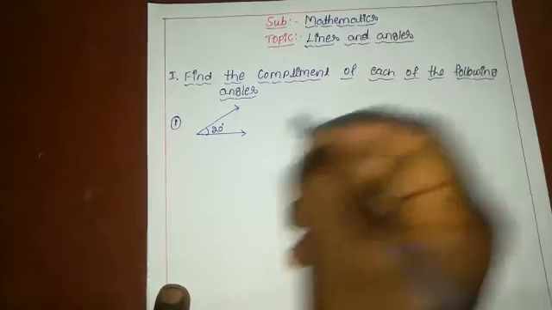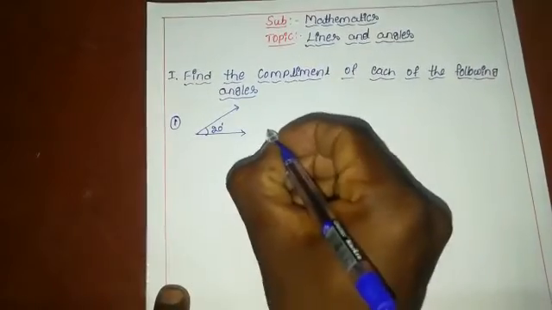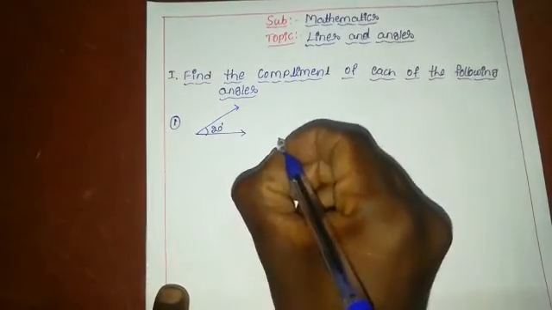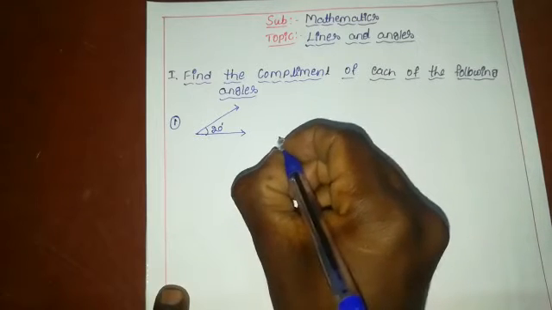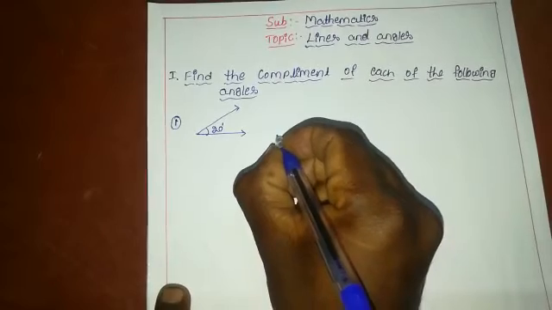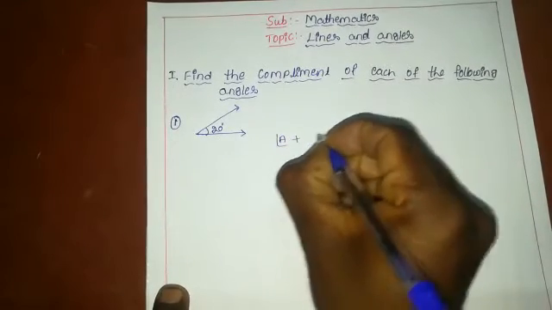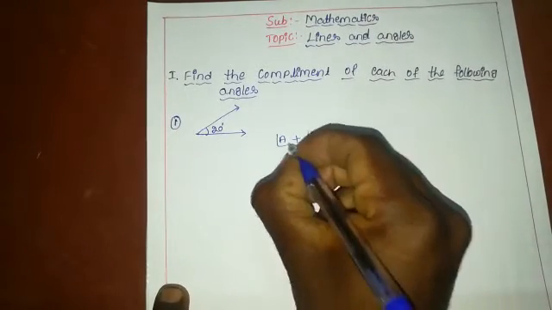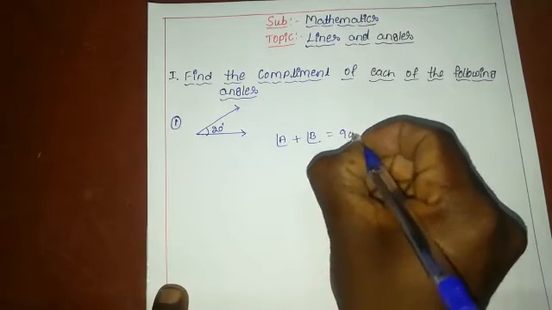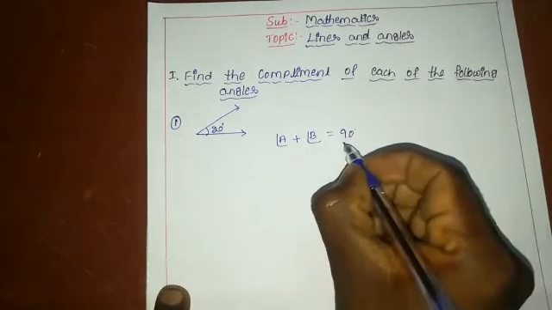Now we have to find the complement angle for this angle. We know that complement means the sum of two angles is 90 degrees, so we consider angle A and angle B as the two angles. Angle A plus angle B is equal to 90 degrees. This is the condition for complementary angles.